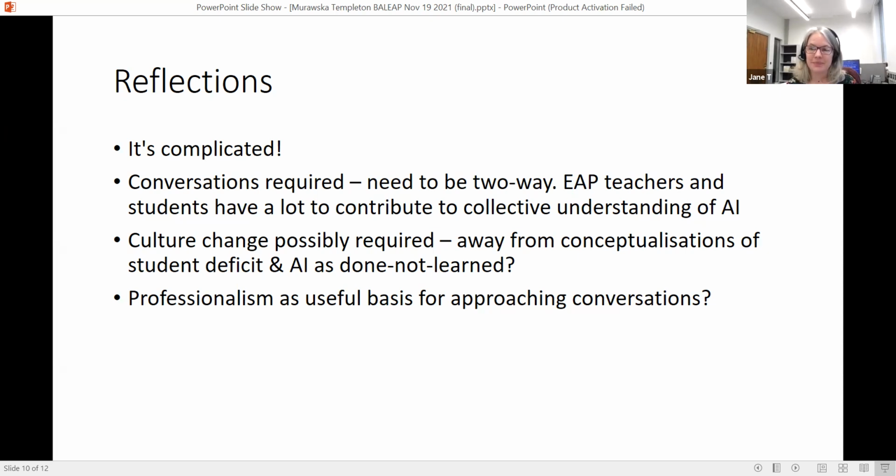Certainly, there is sometimes the idea that students are in deficit in some way, and that they do malpractice because they're bad. And also, I think some tutors think of academic integrity as just a thing that you either do or don't do. It's not something that should be learned or can be learned, and therefore should be trained. So there are probably changes that need to happen on a deeper level. But yeah, we're just wondering after this whether professionalism and professional values and attributes might be a useful basis for approaching those conversations. So that's the end of the second exploration.